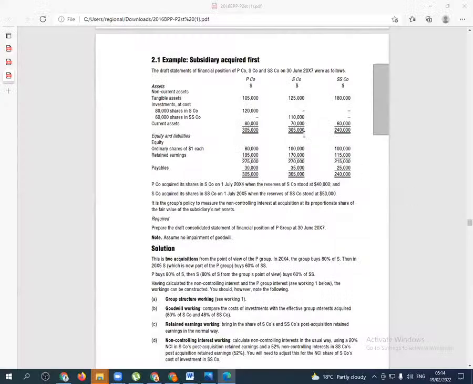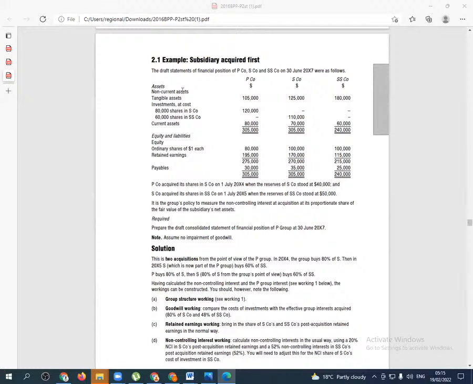So the topic is complex group structures. We are told the draft statements of financial position of P company and S company on 30th June 2017 were as follows. So you have the parent company, a subsidiary company, and then a sub-subsidiary company. We shall be able to see for sure that they are subsidiaries and sub-subsidiaries after you draw the group structure.